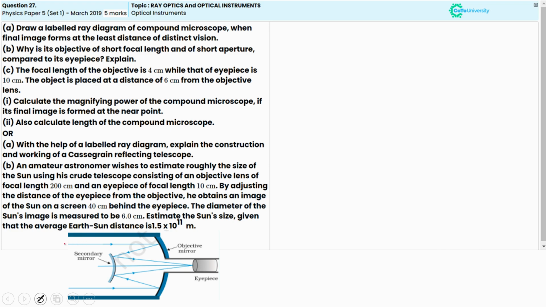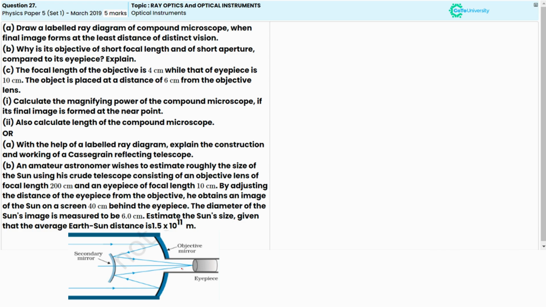When the light rays pass in this direction, they will be reflected by the concave mirror, and then reflected to the secondary mirror. The rays in this direction also go and get reflected like this. Finally it will reflect to our eyepiece as a magnified image. In this way the Cassegrain reflecting telescope works.